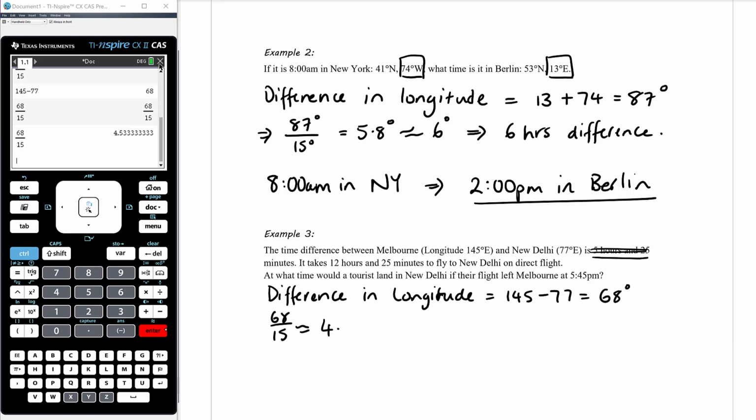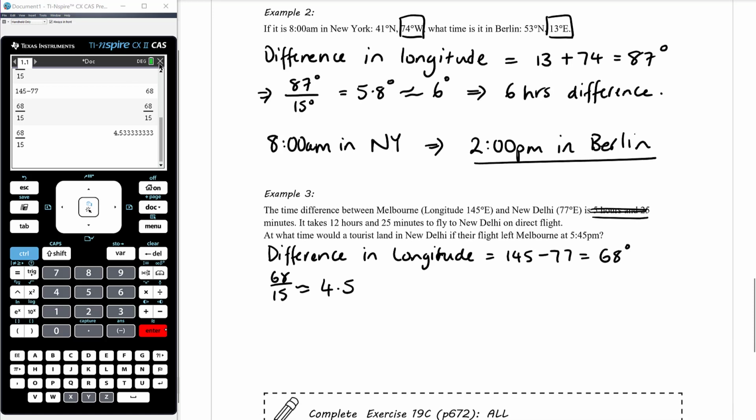That is approximately 4.53. So this is where we perhaps wouldn't use this as an example, because it is really between 4 hours and 5 hours time difference. Let's round this. We would round 4.5 up to 5 hours, okay? So we'll go with 5 hours time difference, and that's kind of close to what we had in that example there.